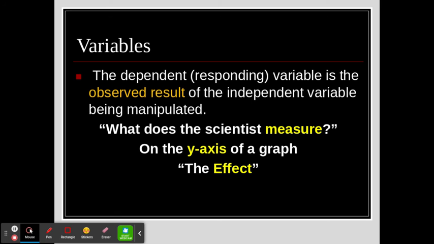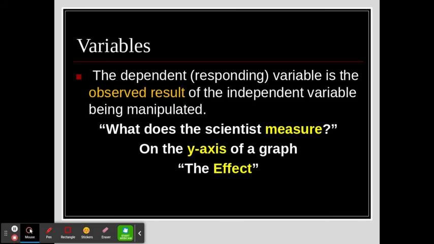Your dependent variable is sometimes referred to as your responding variable, and it's the observed result of the independent variable being manipulated. So what am I going to collect data on? What am I going to measure? So in the case of the plants with the different colored light, the dependent variable is how much that plant is going to grow in all of those different settings. So in the white light, in the green light, in the purple light, in the red light. Which one grew the most, and in what capacity over a 3-week span did it change? That's what is going to be my dependent variable.